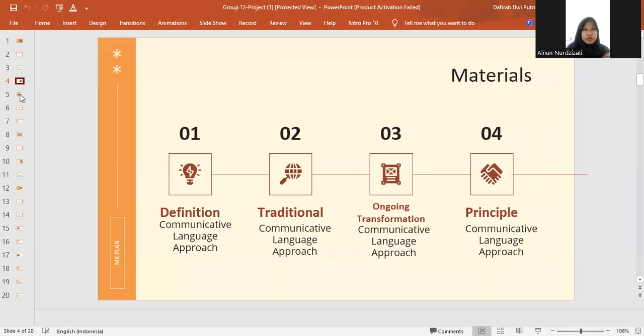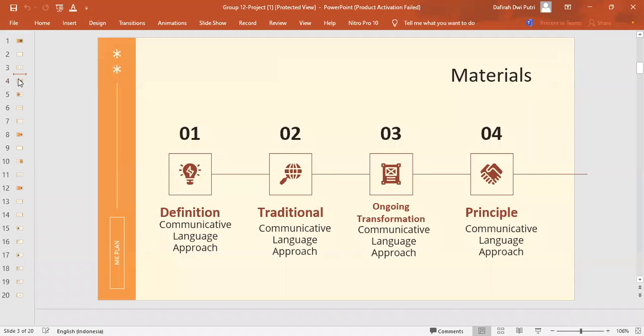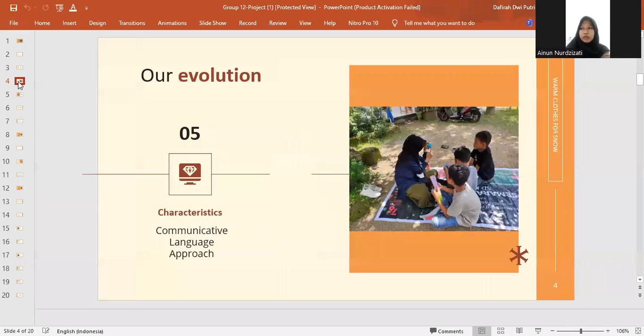After that, the last material, we will discuss the characteristics of communicative language approach. The first material will be delivered by me, Ainun Nurizati.